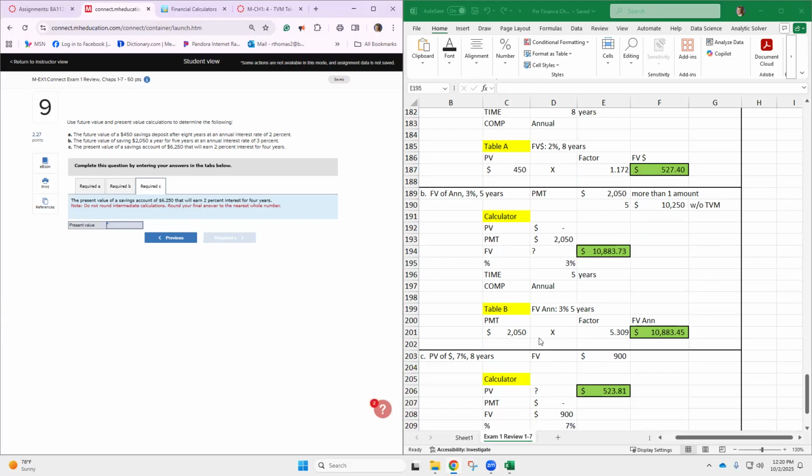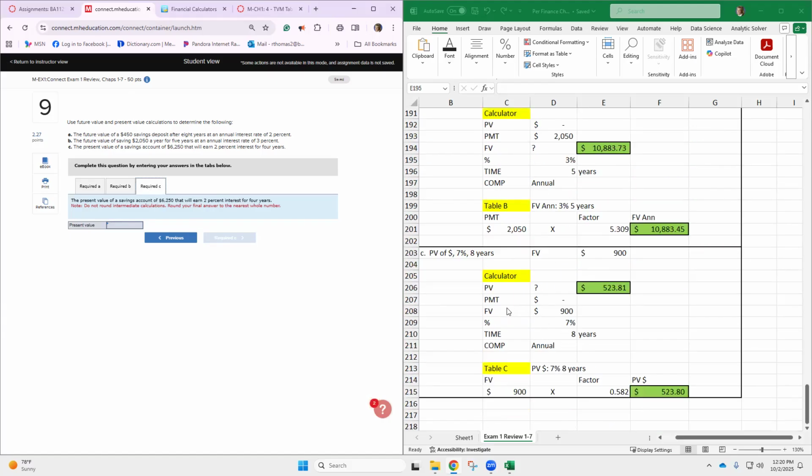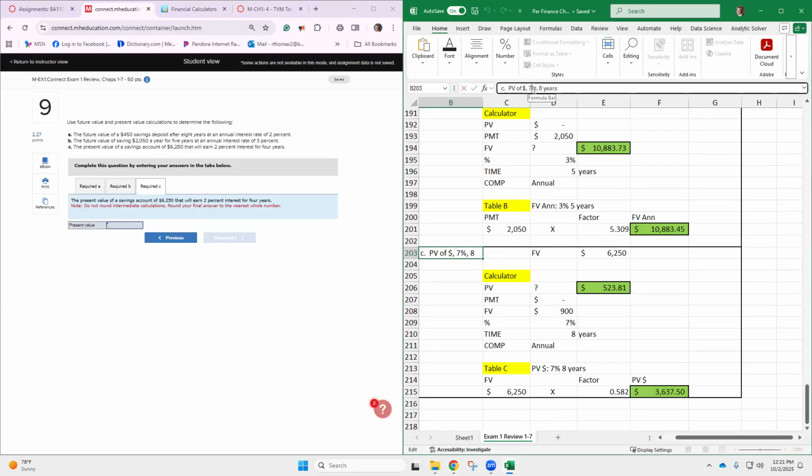Okay, my last one is present value. So present value of a savings account. This is how much we want in the future. So we've got to know what we have to put in today so that it grows to a certain amount.